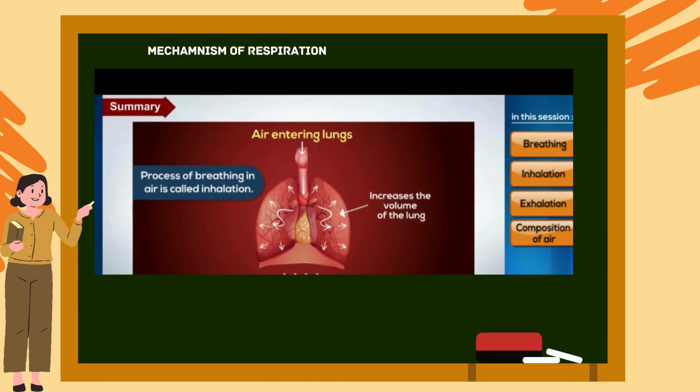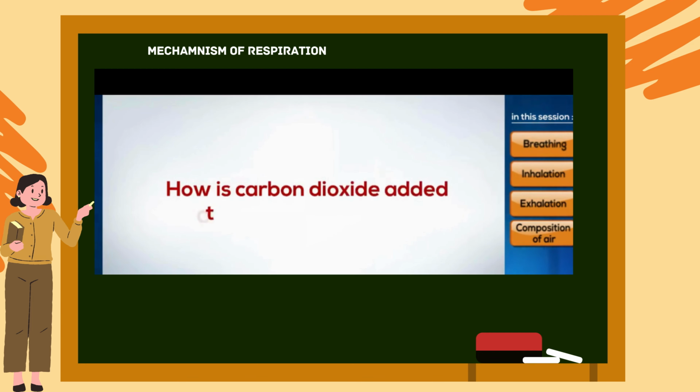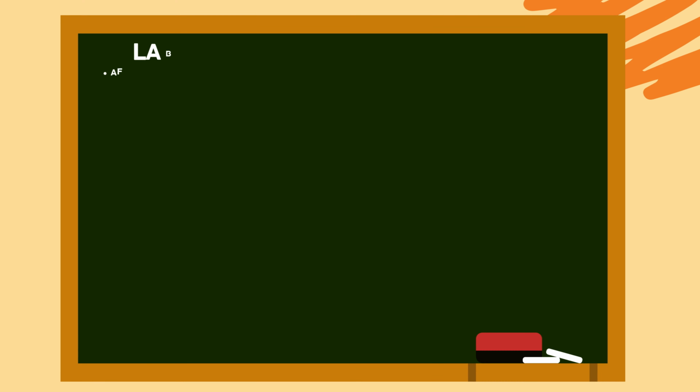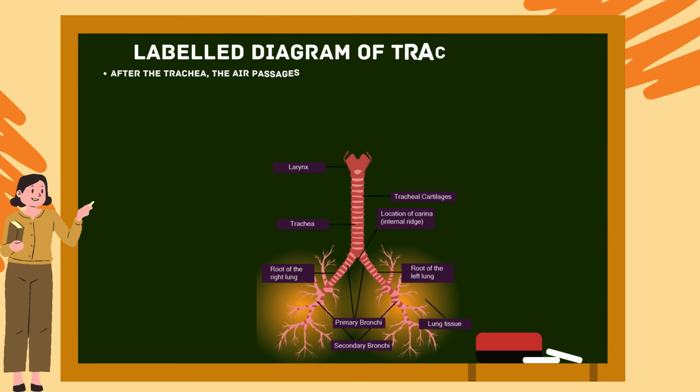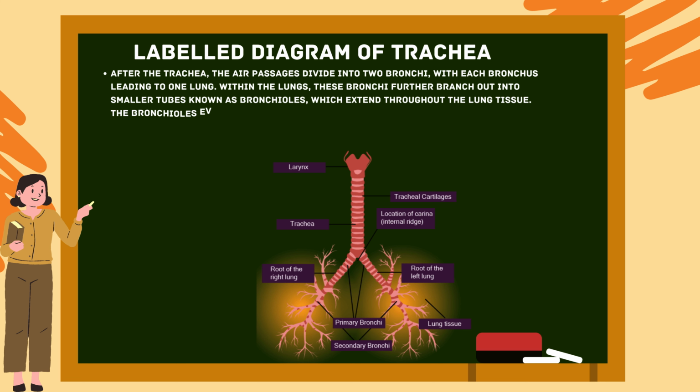So now we know that there is a lot happening within the body when we simply breathe, but how is carbon dioxide added to the blood? Here is the recap, labeled diagram of trachea. After the trachea, the air passages divide into two bronchi, with each bronchus leading to one lung. Within the lungs, these bronchi further branch out into smaller tubes known as bronchioles, which extend throughout the lung tissue.